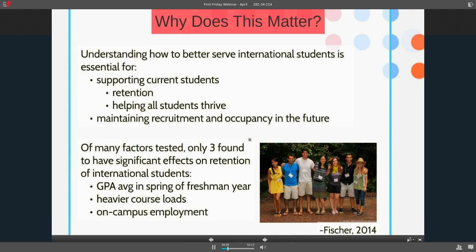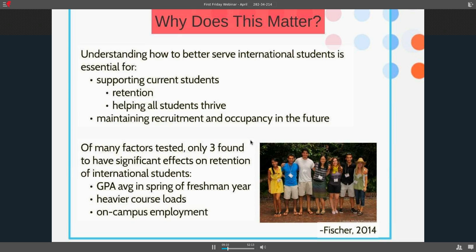Okay, so they tested lots and lots of factors that might impact retention, kind of everything you can think of that might have an impact on whether students continue or not. And actually only 3 were found to have significant effect, and this was specifically for international students.